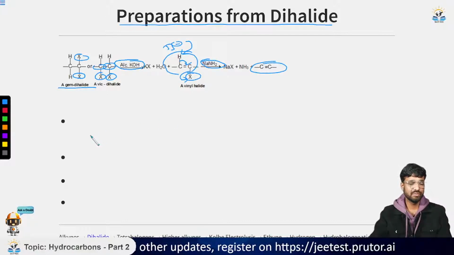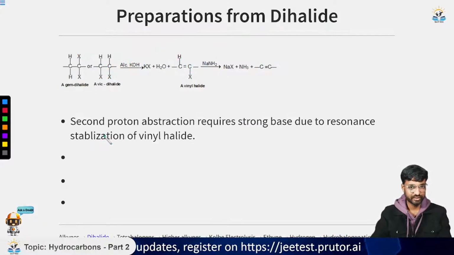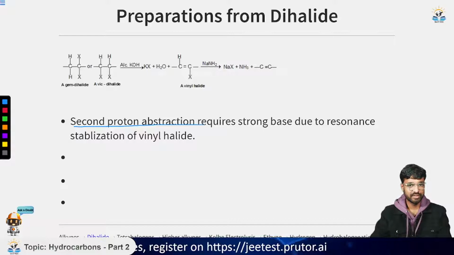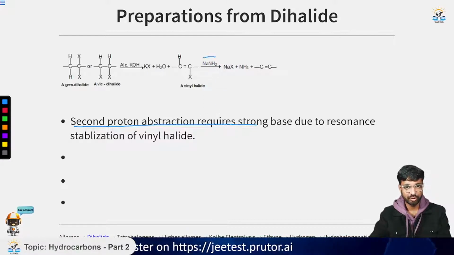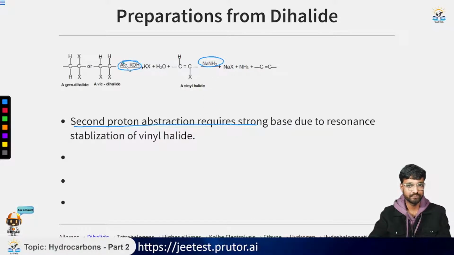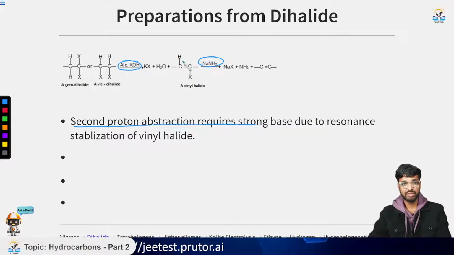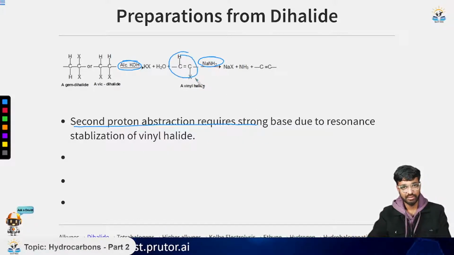Now let us see some of the points that should be noted here. First of all, the second proton abstraction requires a strong base. So NaNH2 is a strong base as compared to alcoholic KOH. Why? Because this carbon-halogen, that is a vinyl halide, is stabilized due to resonance.